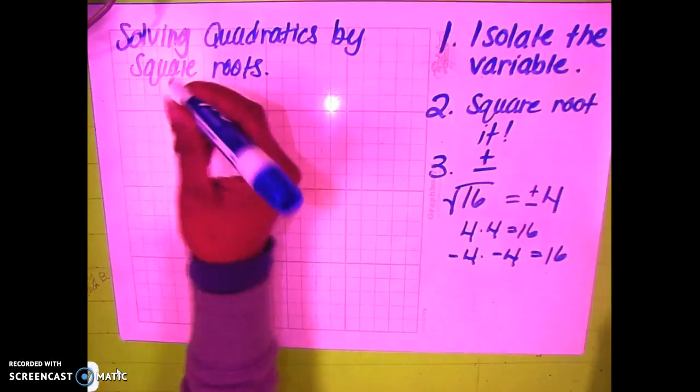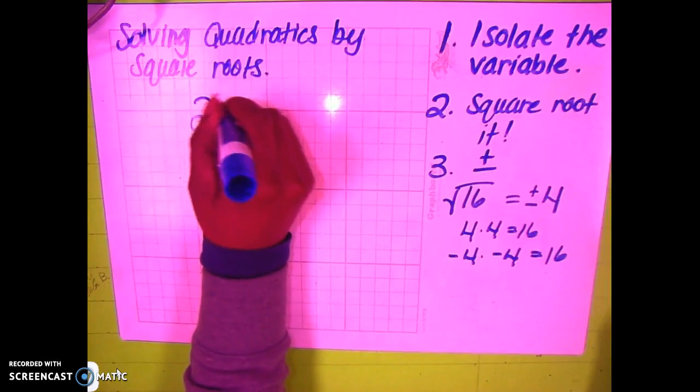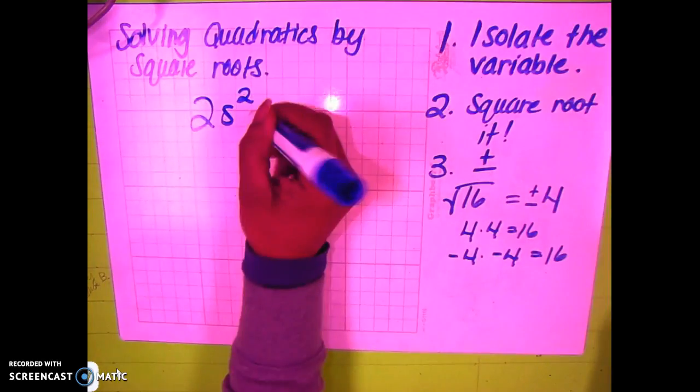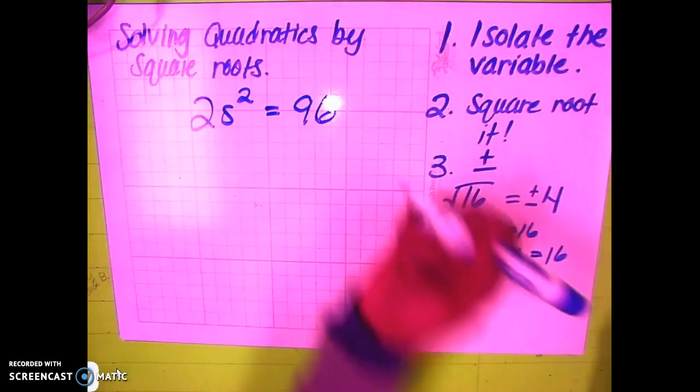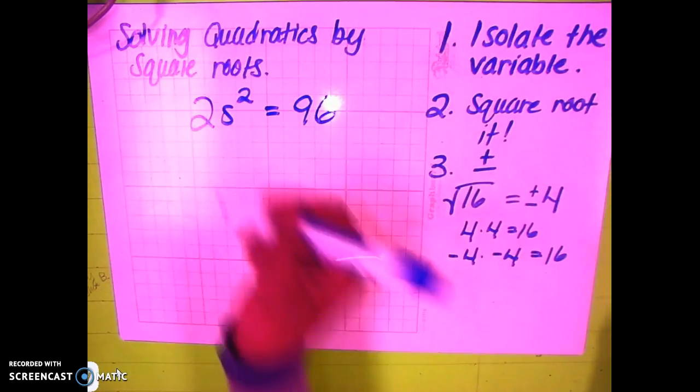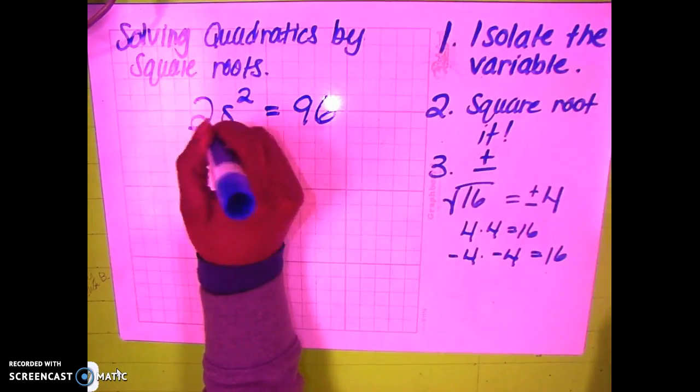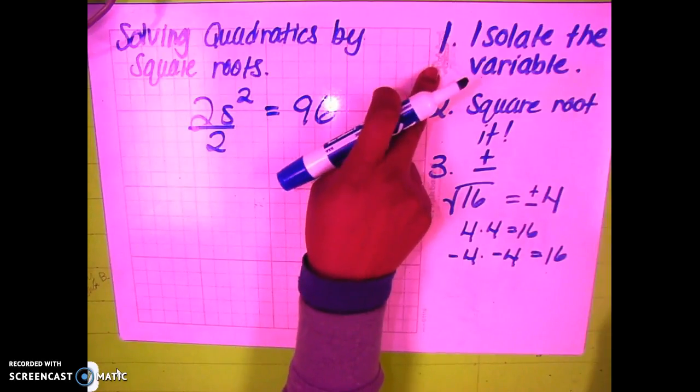The next example is 2s squared equals 96. So I'm going to divide both sides by 2 because I need to isolate the variable.